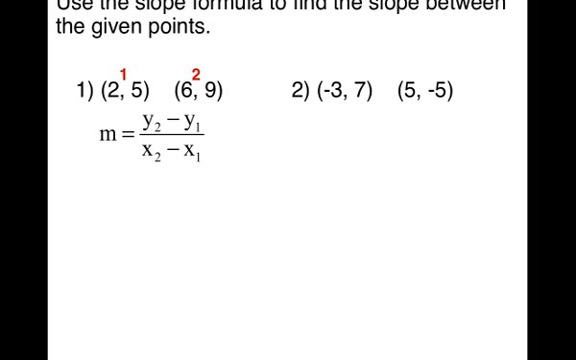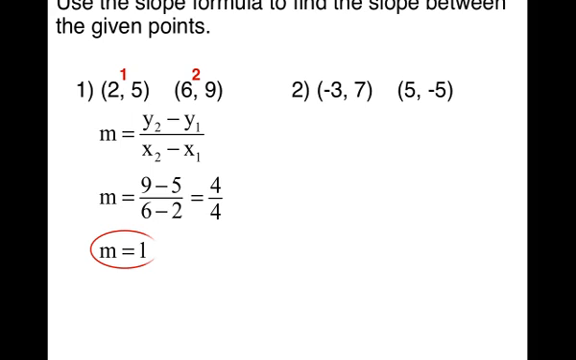So we want to do our y2 minus y1 and our x2 minus x1. So y2 is 9, y1 is 5. Remember our alphabetical order. In each pair, it's x, y. So on the bottom, we're going to have 6 minus 2. Then we solve. 9 minus 5 is 4. 6 minus 2 is 4. We get 4 over 4, which we could simplify to 1. And that would be the slope.